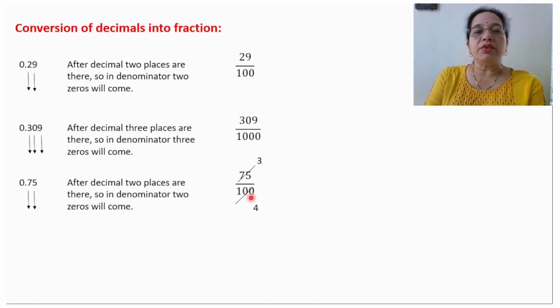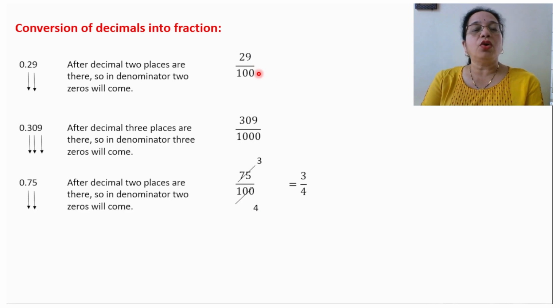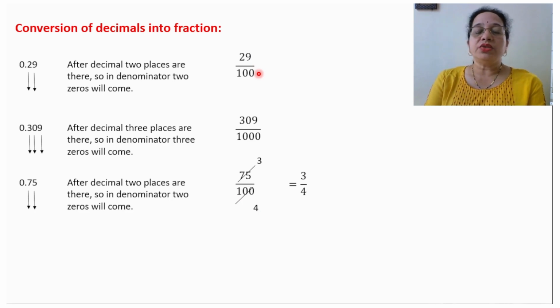These numbers are divisible by 25. So 25 3s are 75, 25 4s are 100. So your answer will be 3 by 4. Once when we write in the form of fraction, we follow all the properties of fraction. Fractions always we write in simplest form. So if it's possible, we will convert into simplest form.